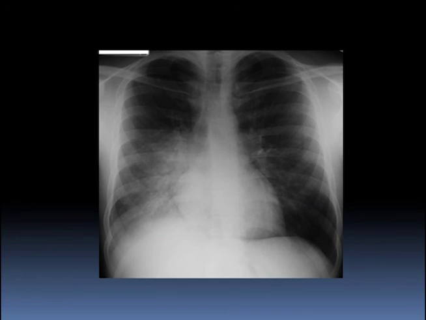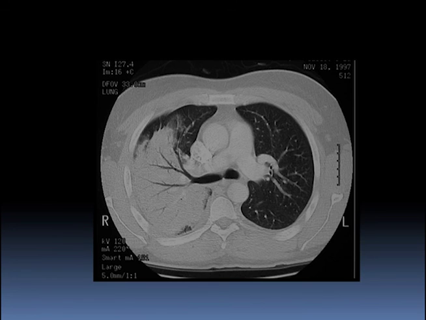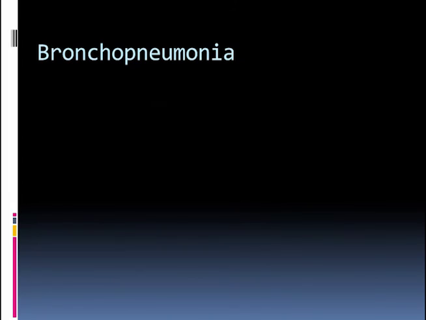This is a typical lobar pneumonia, and again, I've shown you this case before. This is a pneumonia involving the entire right lobe with the lateral view. And the air bronchogram is characteristic of this type of illness.